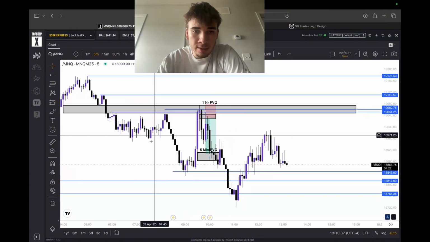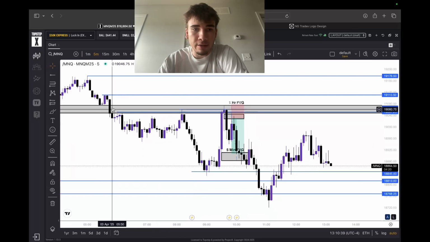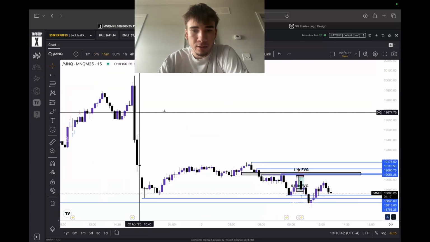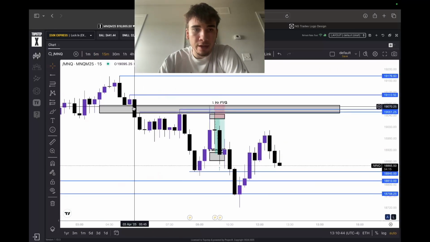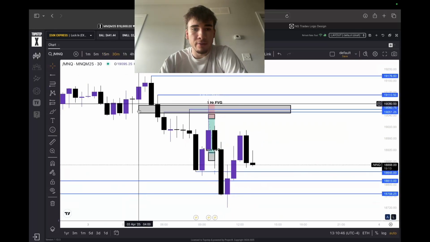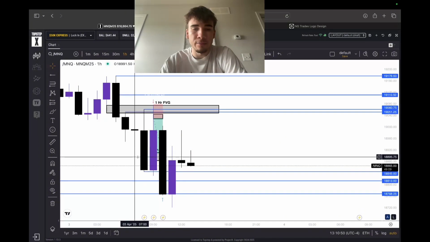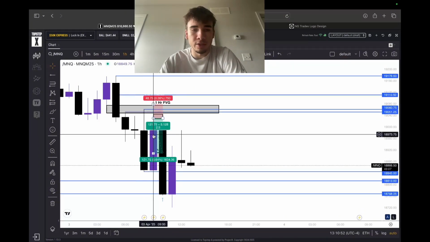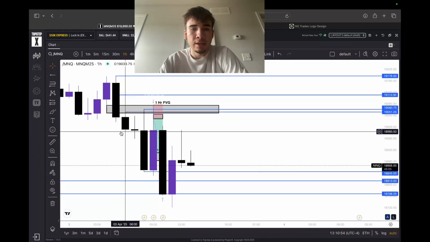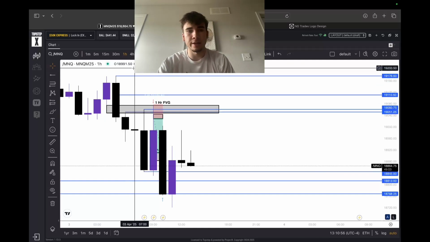But not only was it a liquidity sweep, we also were inside a 5-minute fair value gap there. We were inside a 15-minute fair value gap. We were inside of a 30-minute fair value gap. And last but not least, we were inside of an hourly fair value gap. And as you can see, every candle that came up here rejected off of these fair value gaps. So that was just more confluence for me to take a trade.